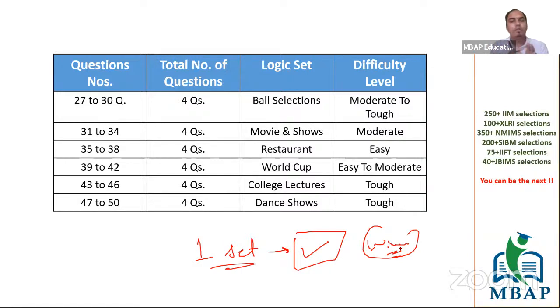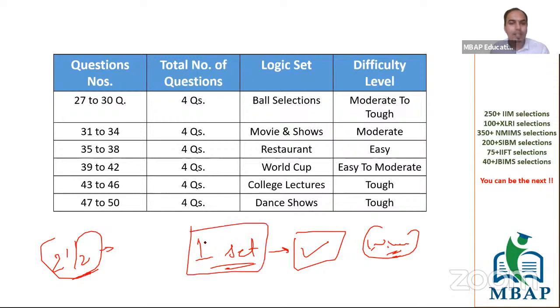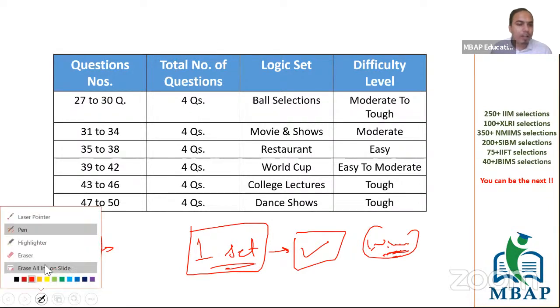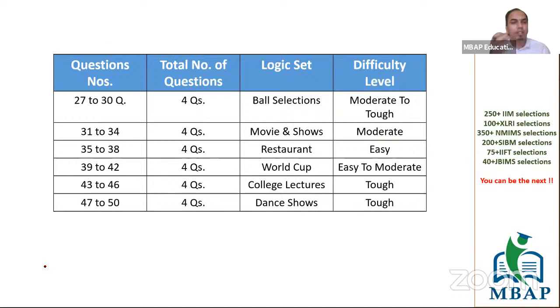If you got this kind of a mock later on, let's say after 10-15 mocks, then I would consider someone should be doing at least 2.5 sets for a good score. But for now, even just one set completely right is decent enough, good enough. All right, now comes the point: sir, how should we have attempted this particular mock?